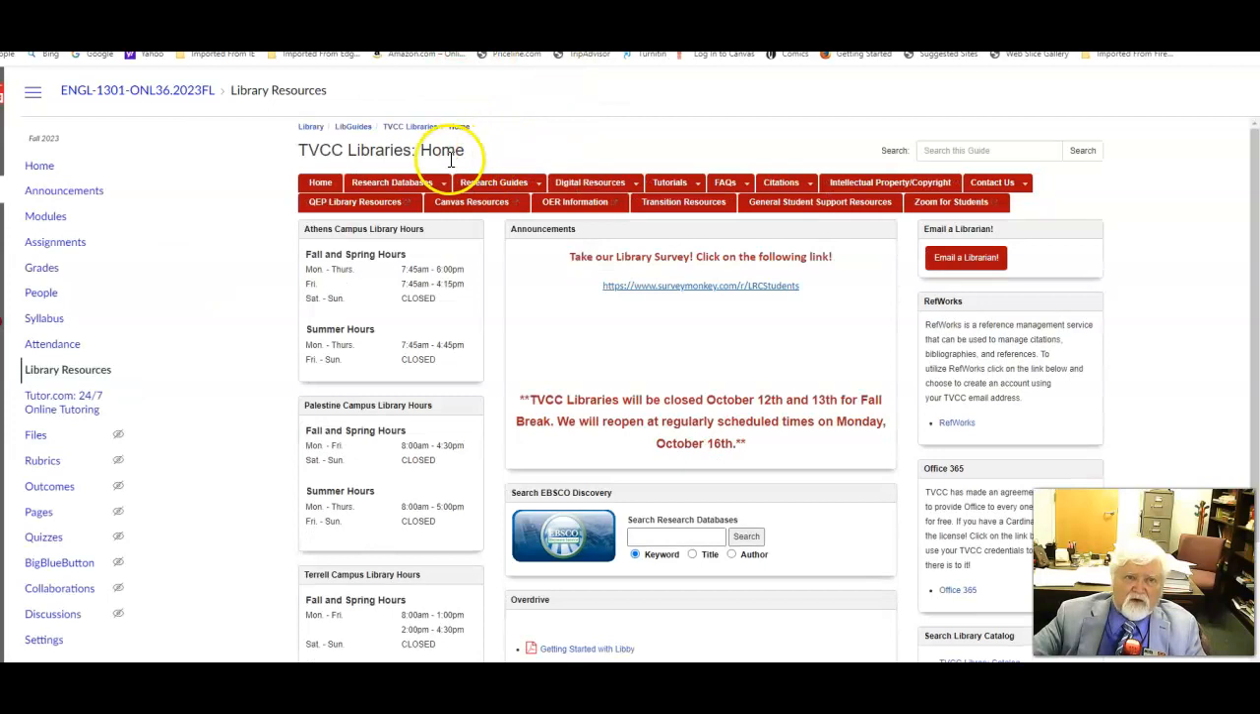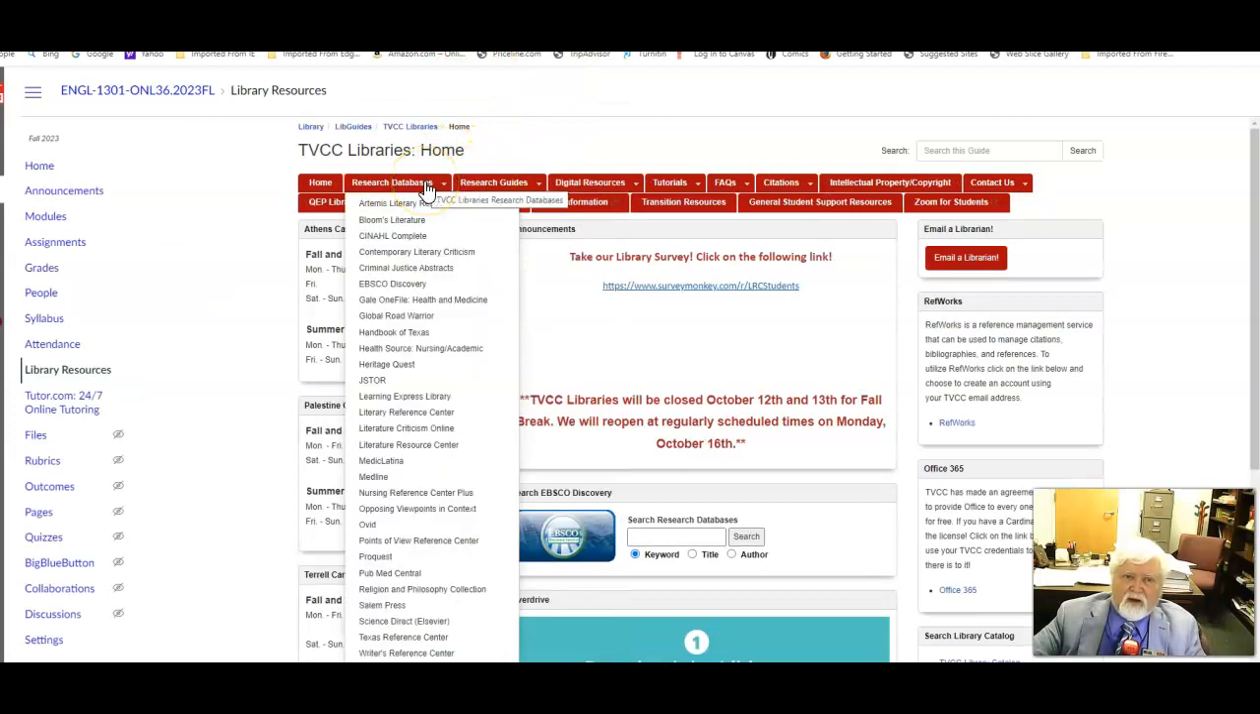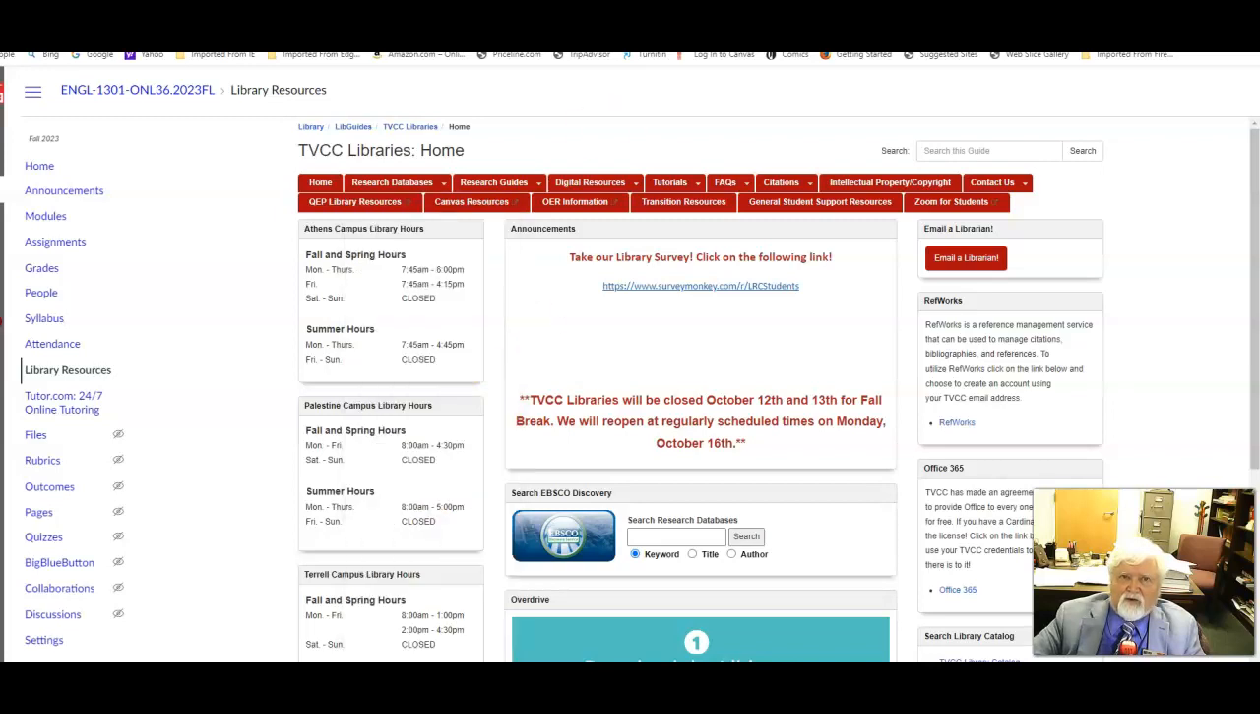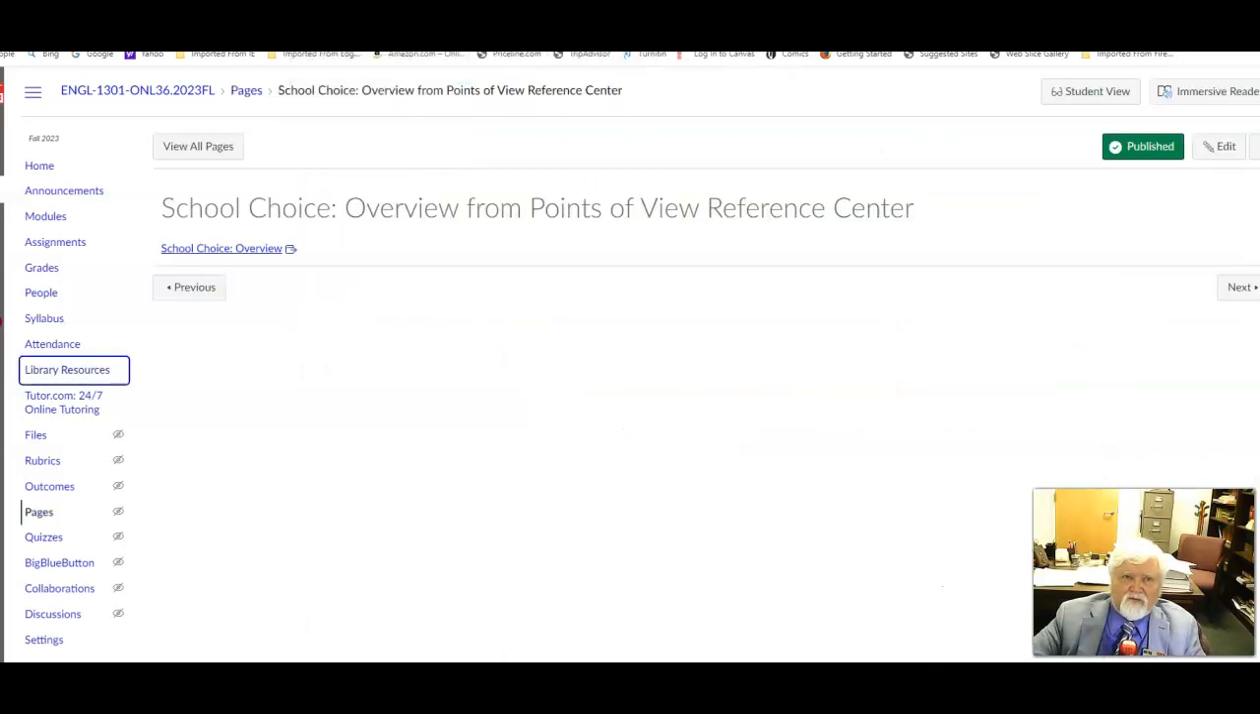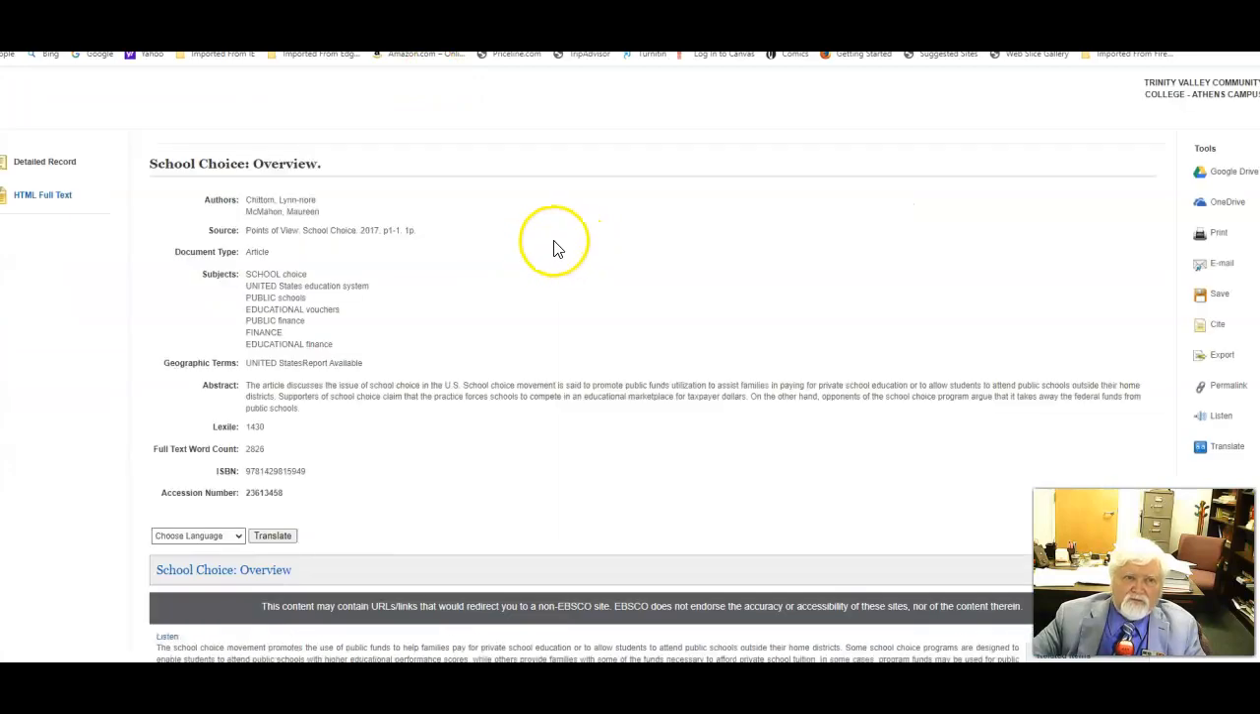Under our library resources, we have what are called research databases. And when you put your cursor on, all these pop up. Again, I explained this before. But here's the points of view that we were looking at. That's what this one is. When you click on it, this is the points of view one.